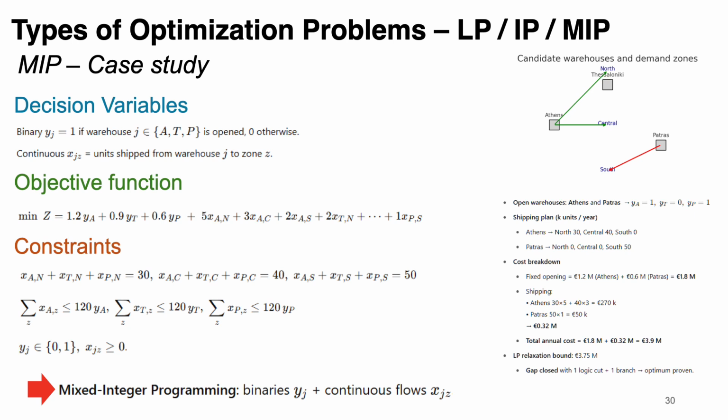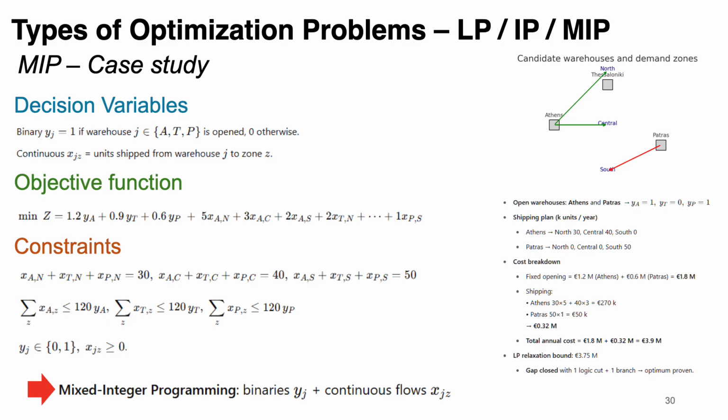Our objective function is built to minimize the total yearly cost. Mathematically, this is expressed as the sum of all fixed opening costs multiplied by their respective binary flags, plus the sum of all individual shipping costs multiplied by the volume of goods moved. This captures the fundamental business trade-off. Is it cheaper to pay a high fixed cost to open a warehouse that is strategically close to a customer? Or should we save on that fixed cost and pay more in variable shipping fees from a distant location? The solver weighs these two components against each other to find the absolute cheapest total.